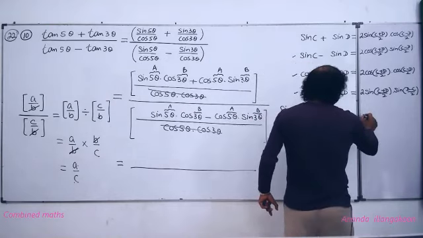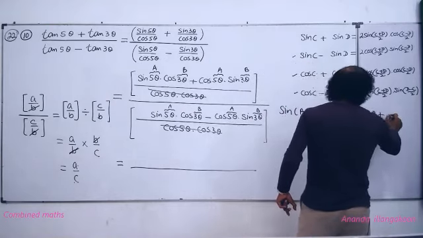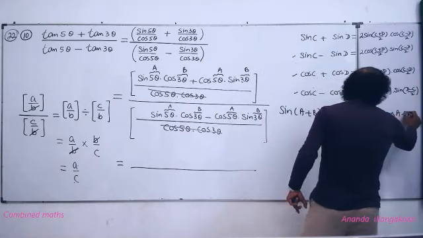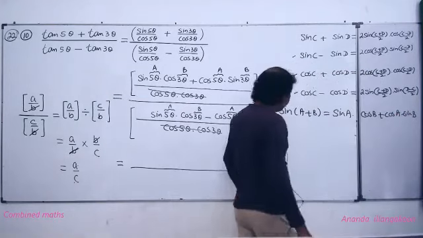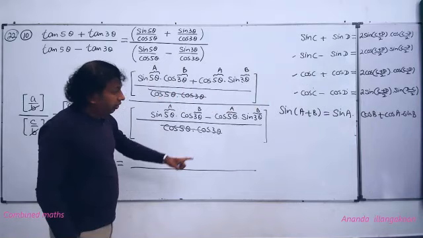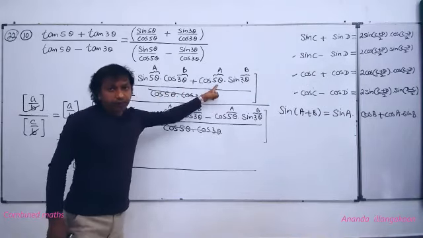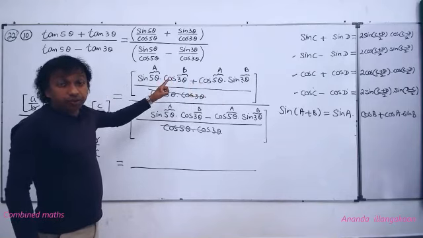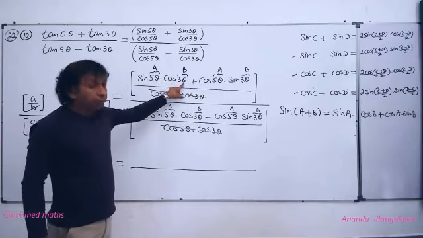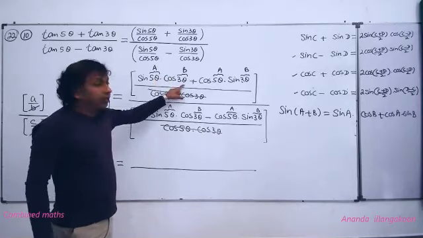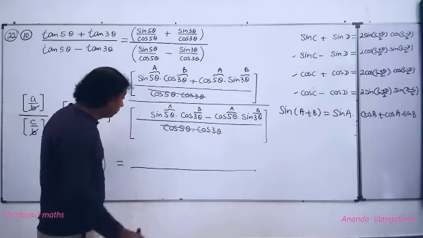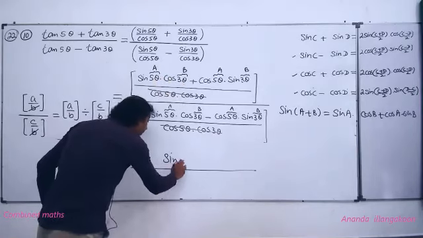Sin A cos B plus cos A sin B. Sin A cos B plus cos A sin B is given by sin(A plus B). So this whole thing I can write as sin(A plus B). A is 5 theta, B is 3 theta, A plus B means 8 theta. Then we get the numerator sin 8 theta.